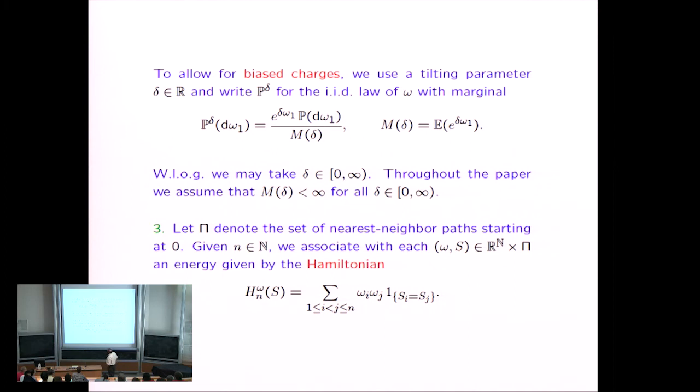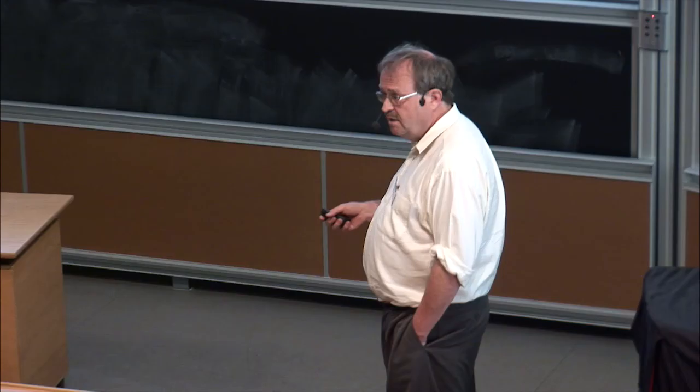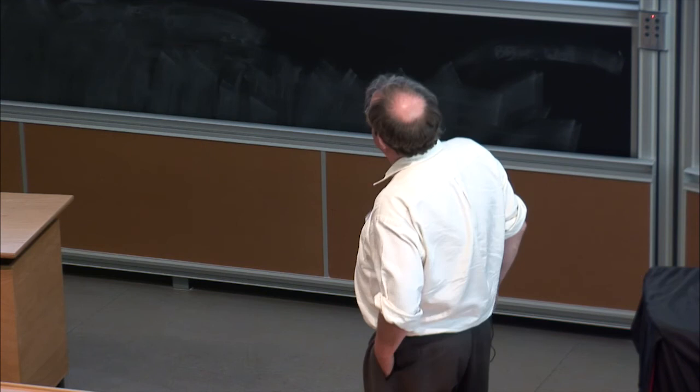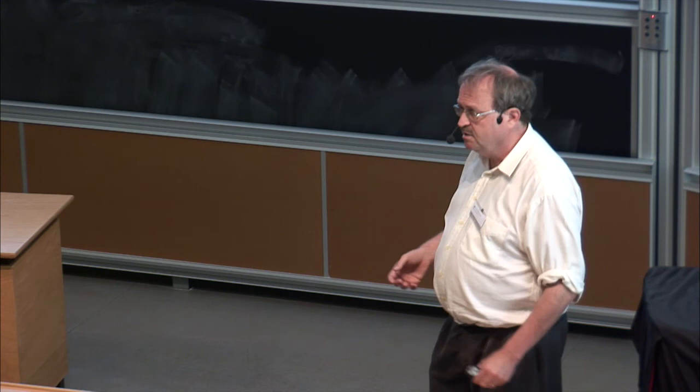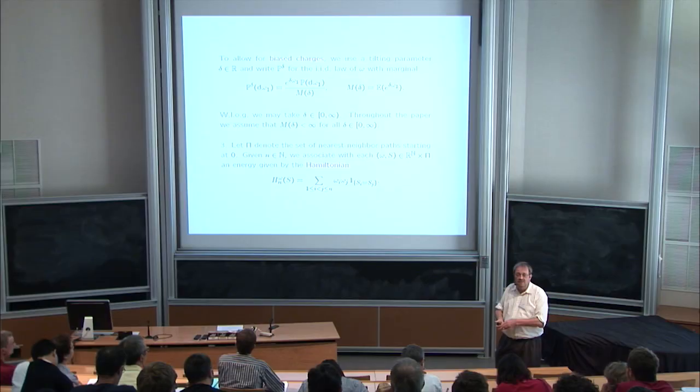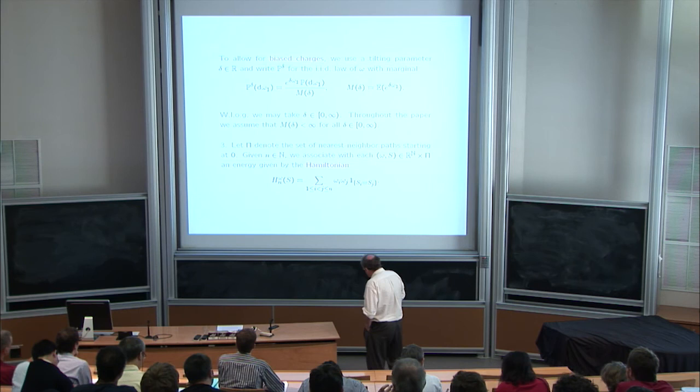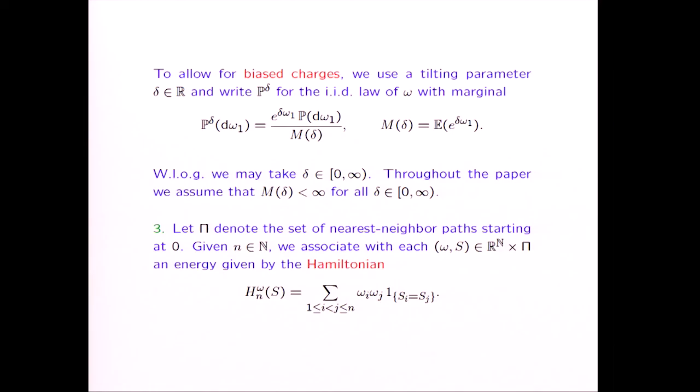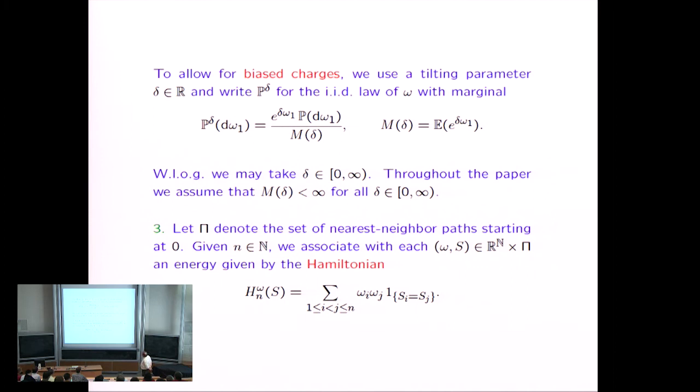So the delta tells us, yes, we do allow our random variables to be tilted. If you switch on delta to be positive, it means that your charges on average are positive. And if you would take a very long polymer chain, you would see that there are more plus values than minus values on this chain. And we're going to assume that our random variables have a finite moment generating function. This will be important for later.